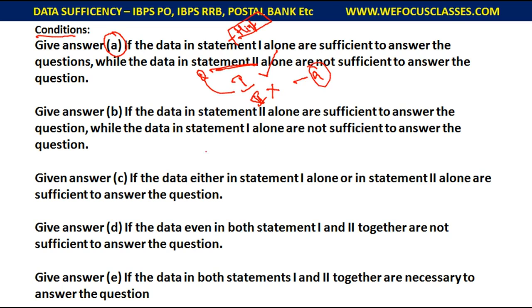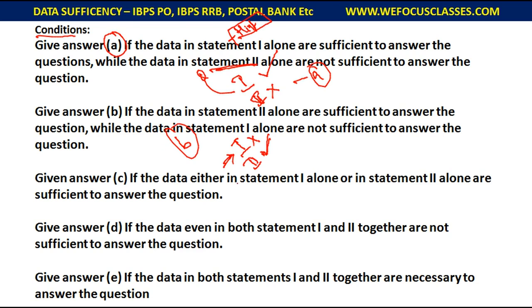In the same way, you go through the next statement. Let's say you are not getting the answer by using the first statement, then obviously you will be solving the second statement and you are getting the answer. Means by using the first statement you did not get the answer, whereas by using the second statement alone you got the answer, then your option will be B.